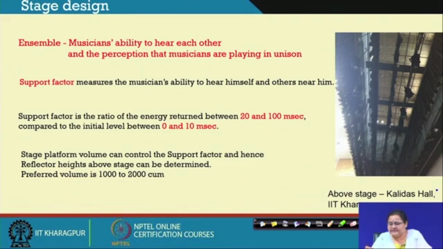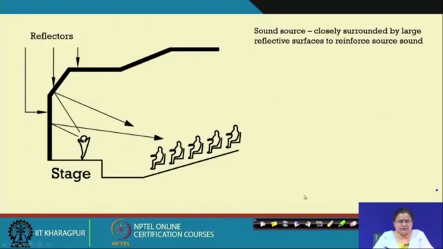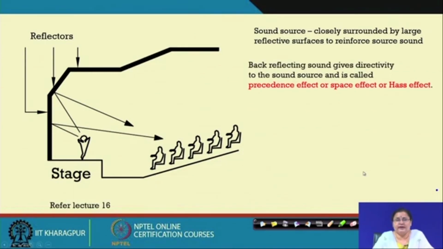See the stage of the Kalidas Auditorium, where you can see the ceilings, the lights, the folds, which all help acoustical quality. In the stage area, being closely surrounded by reflective surfaces helps to reinforce sound. We have already discussed that in an earlier lecture, I think lecture 16, where we talked of the precedence effect or Haas effect.